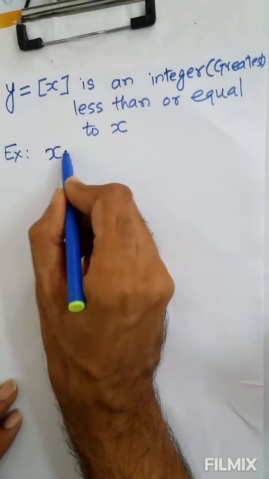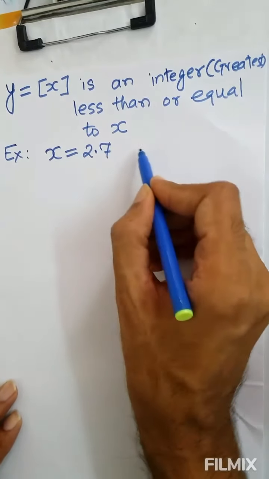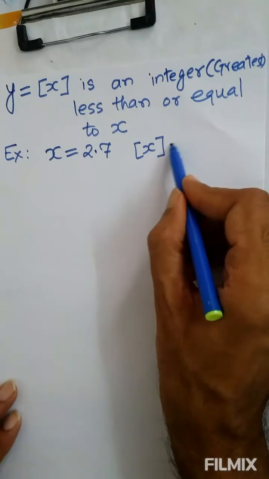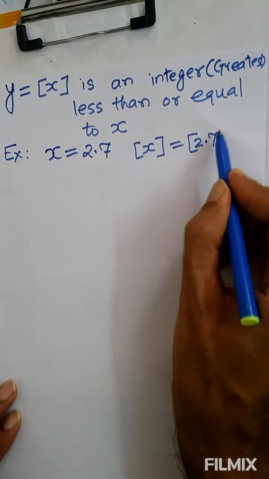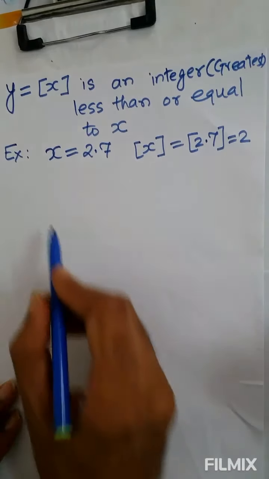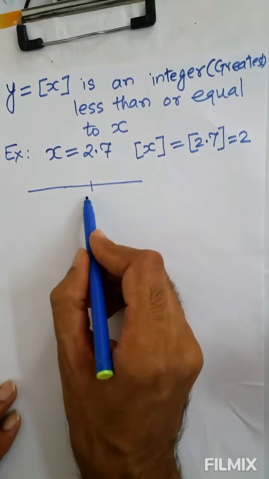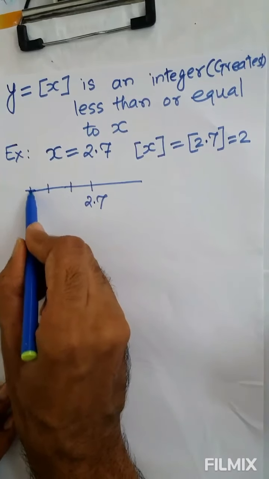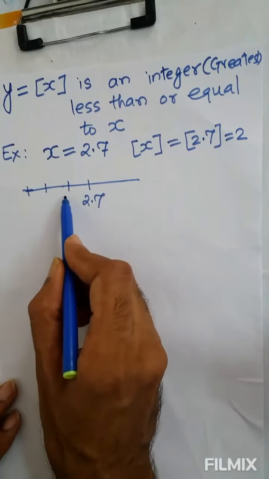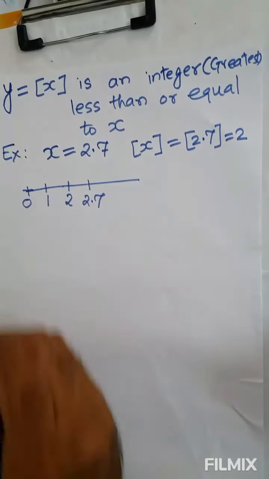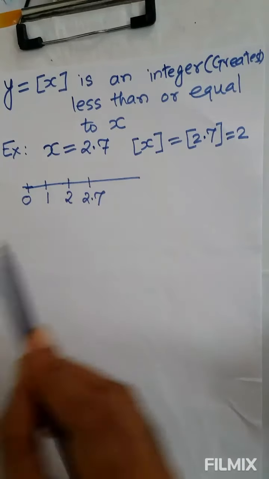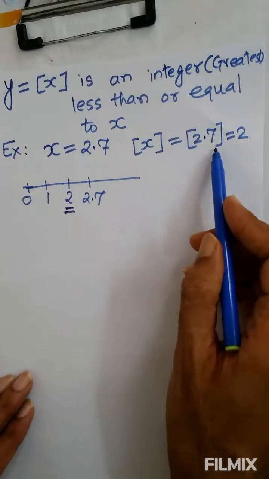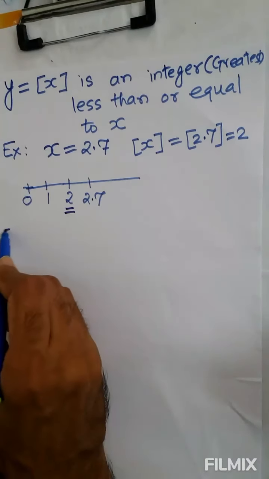For example, if x is, let's say, 2.7, then what is the greatest integral value of x? The greatest integral value of 2.7 is defined as 2. Basically, what we are doing is plotting on a number line and taking all the integers. If you see all the integers on the left hand side of 2.7, which are 2, 1, 0 and so on, the greatest integer on the left side of 2.7 is 2. So therefore the greatest integral value of 2.7 is 2. Let's take another example.